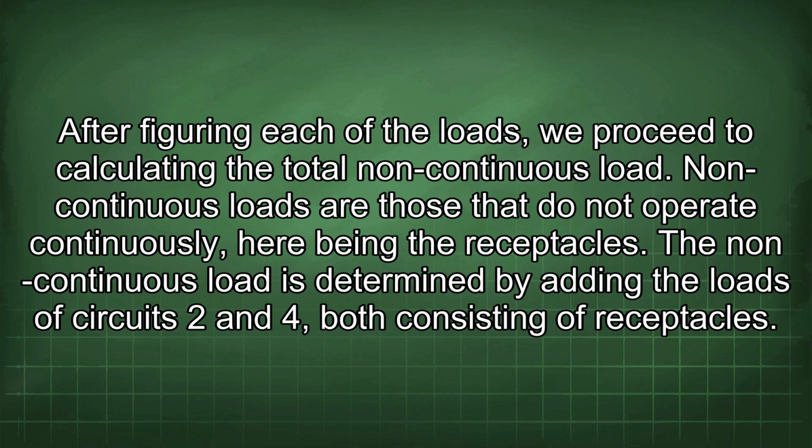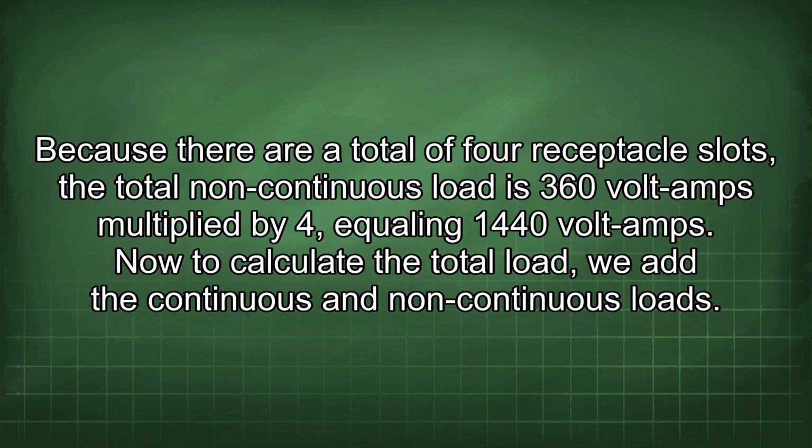After figuring each of the loads, we proceed to calculating the total non-continuous load. Non-continuous loads are those that do not operate continuously, here being the receptacles. The non-continuous load is determined by adding the loads of circuits 2 and 4, both consisting of receptacles. Because there are a total of 4 receptacle slots, the total non-continuous load is 360 volt amps multiplied by 4, equaling 1440 volt amps.